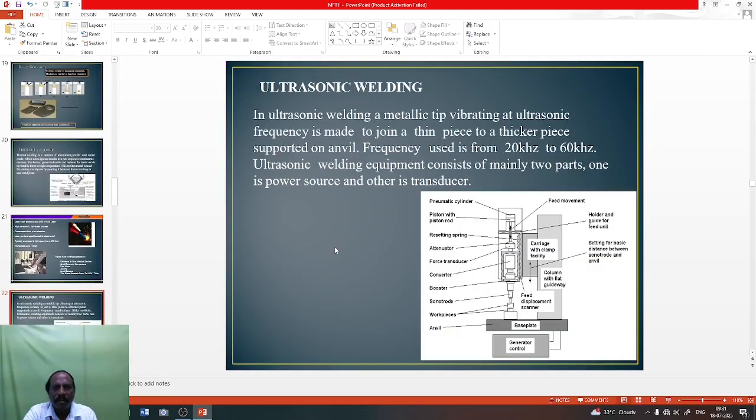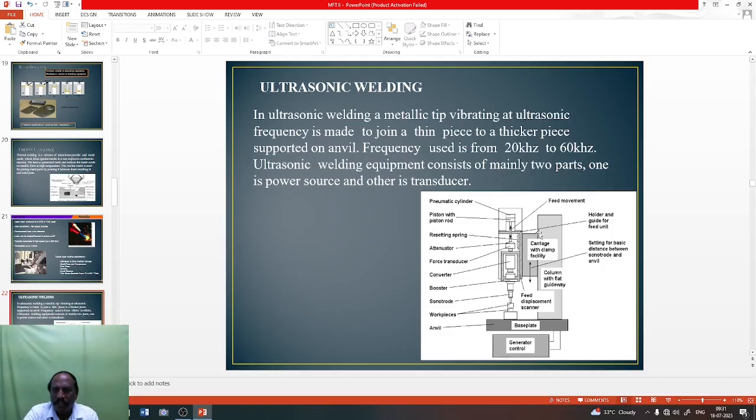So this is what is meant by ultrasonic welding. A metallic tip vibrating at ultrasonic frequency is made to join a thin piece to a thicker piece, supported on an anvil. Frequency used is 20 kHz to 60 kilohertz. Ultrasonic welding equipment consists of mainly two parts. One is the power source, another one is the transducer. So this is a metallic tip vibrating at ultrasonic frequencies. So this is what is meant by the ultrasonic process. And here you see the pneumatic cylinder, piston with piston rod is arranged here.